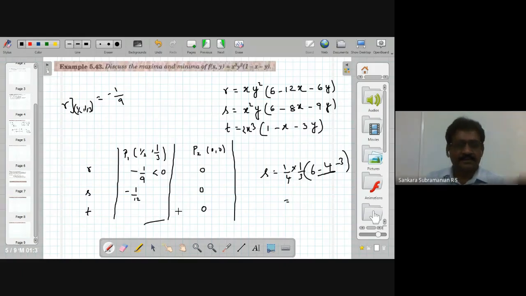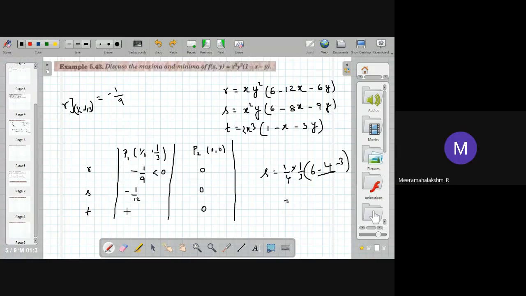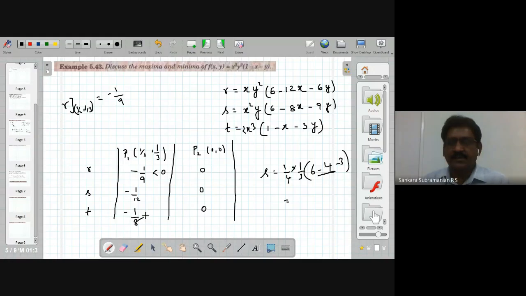What about T? Minus 1 by 8. So T is equal to 2 times of X cube. What is X cube? This is 1 by 8 times of X cube into 1 minus X, 1 by 2, minus 3 times of Y is 1. So plus 1 minus 1 will get cancelled. So you get 2 minus 1 by 8. Yes, of course.